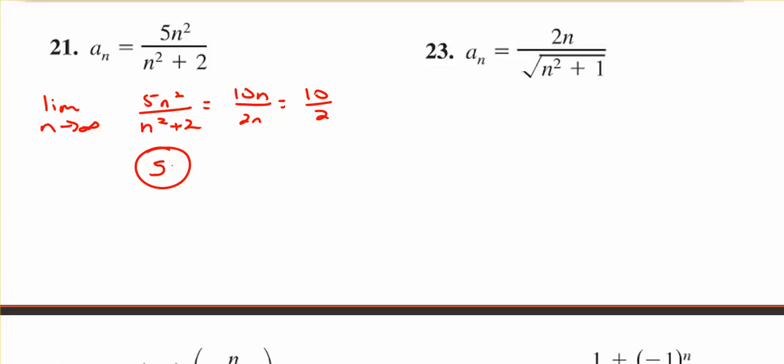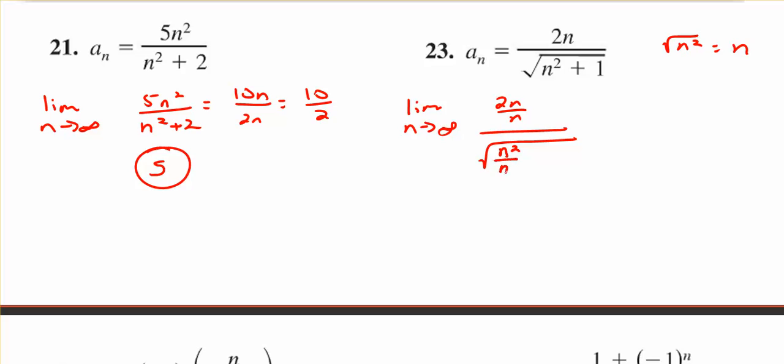Okay, number 23 here, a sub n equals 2n over the square root of n squared plus 1. We could divide by the largest term there, n. And remember that the square root of n squared equals n. So we can divide both the numerator and denominator by n. So 2n over n. The square root of n squared is n, so I'll put n squared over n squared underneath the radical, under each one of those terms down there.